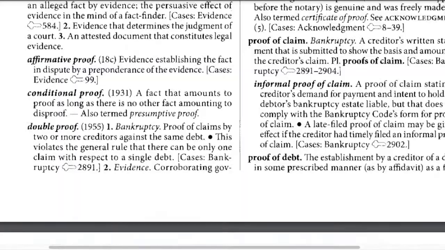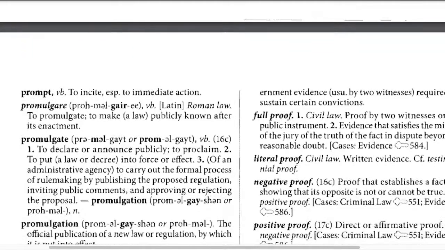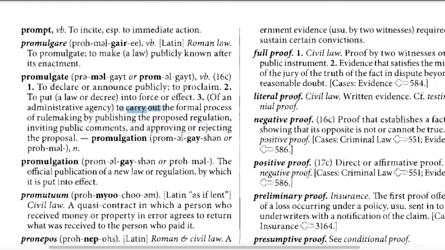Promulgated. Here it is, promulgate. To declare or announce publicly, to proclaim, to put a law or decree into force or effect. Of an administrative agency, to promulgate is to carry out the formal process of rulemaking by publishing the proposed regulation, inviting public comments, and approving or rejecting the proposal. So it's a formal process, and to promulgate is to carry out this process. Promulgation, the official publication of a new law or regulation by which it is put into effect.